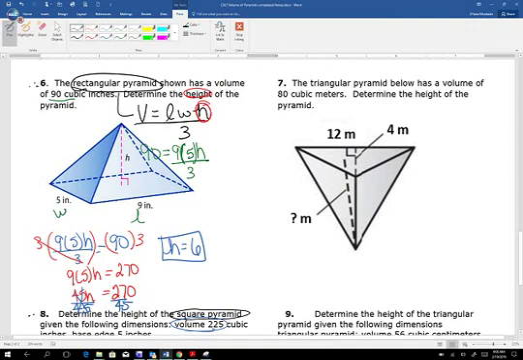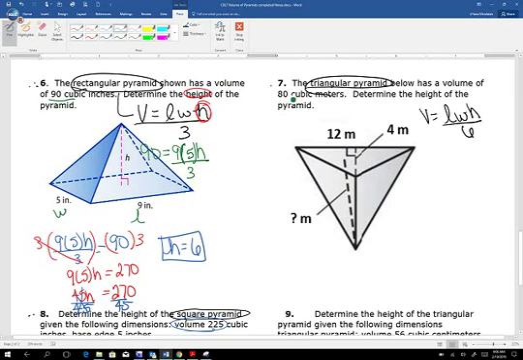Let's take a look at finding the height of triangular pyramids now. We know that the triangular pyramid formula is volume equals length times width times height divided by 6. And so again, we are going to plug in the information that is given to us to determine the height, just like we did with rectangular prisms. The only difference is we are not going to be dividing by 3, we're going to be dividing by 6. So let's go ahead and plug in our numbers and see what we can do.